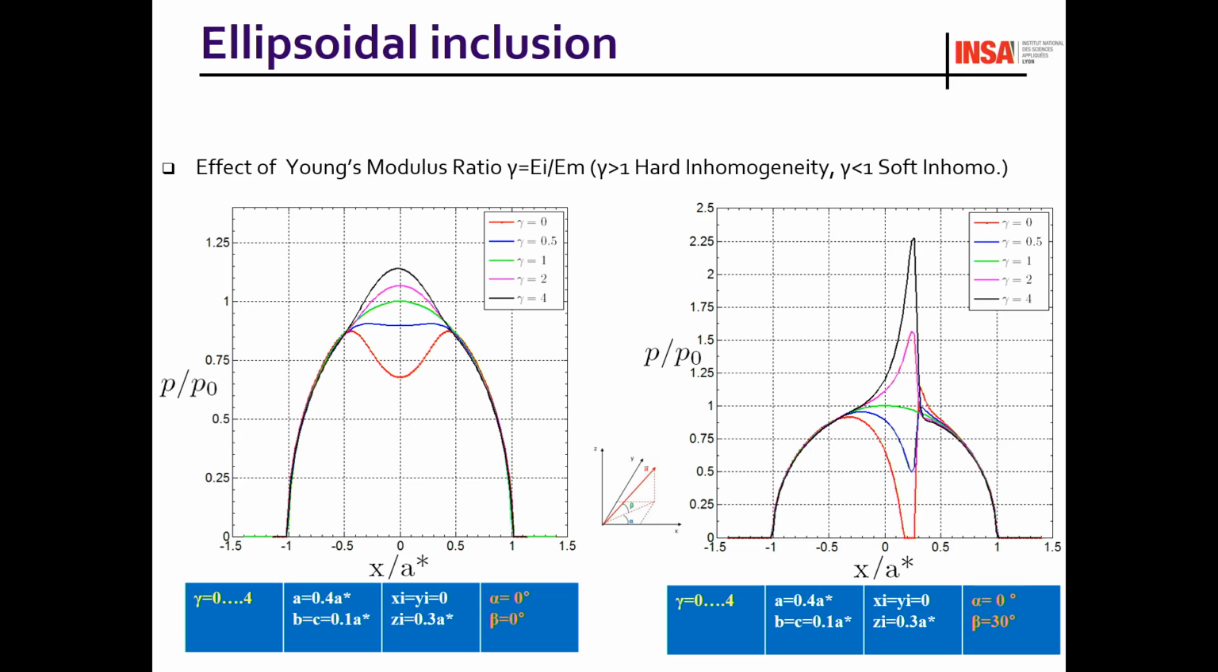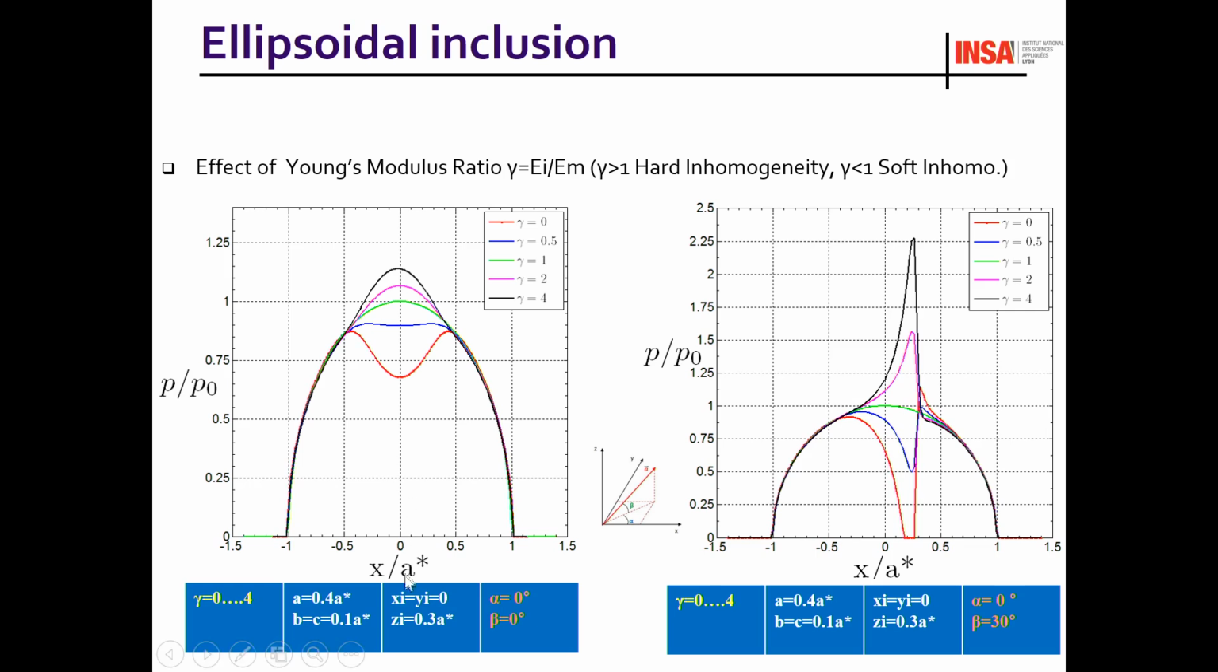Then on the left, you can see again the effect of the Young modulus ratio. You can see here when the Young modulus is the same as the matrix, you get the Hertzian pressure. When it is stiffer, you increase the maximum pressure. When it is softer, you decrease the maximum pressure.